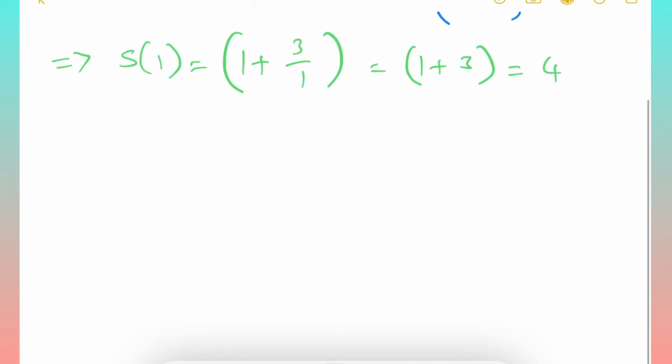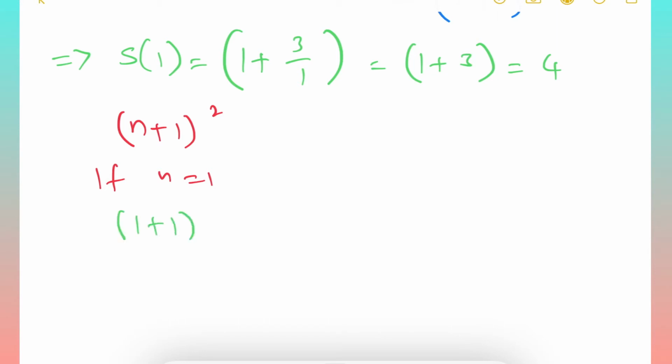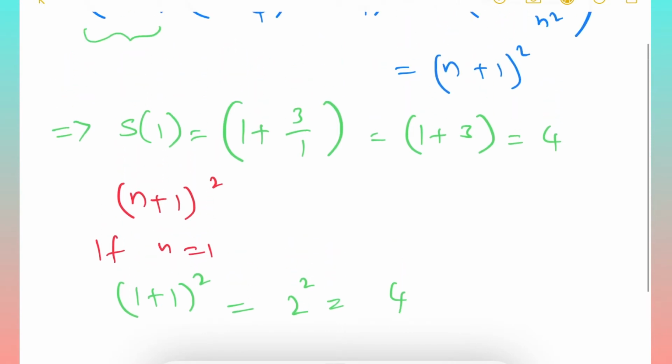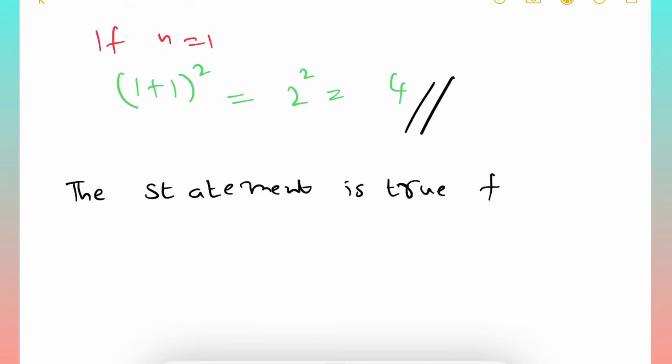Here we have the formula, right side n plus 1 whole square. If n equals 1, in the place of n substituting 1, 1 plus 1 whole square, which is equal to 2 square. 2 square is nothing but 4. So when we substituted 1 in the place of n, we got 4, and when we found the answer of S of 1, then also we got 4. So then we can conclude the statement is true for n equals 1.